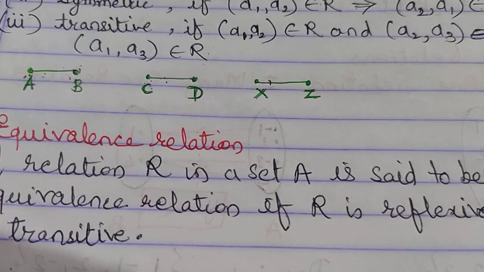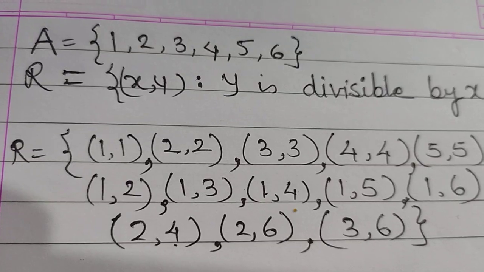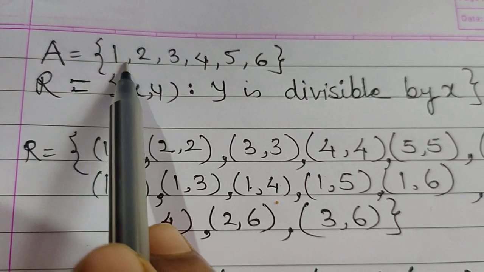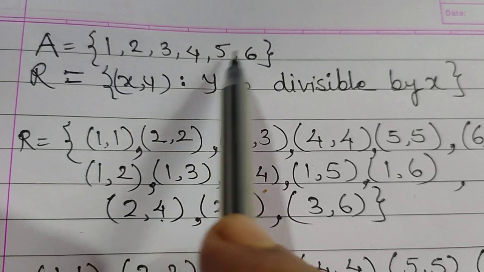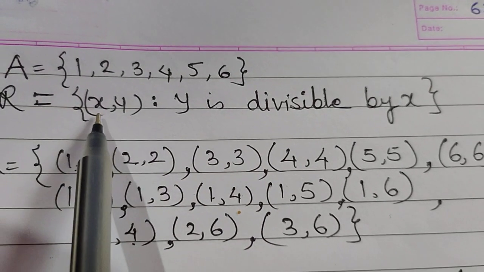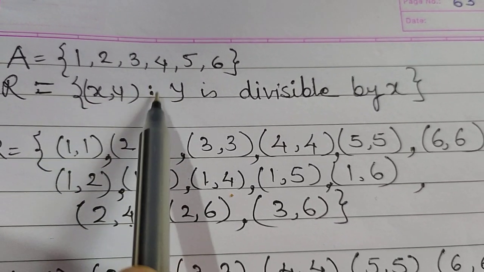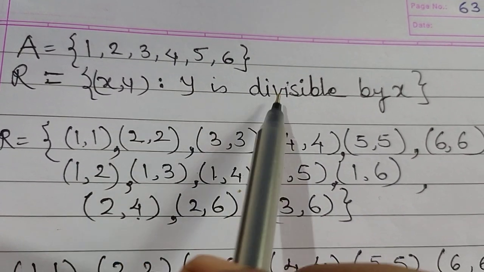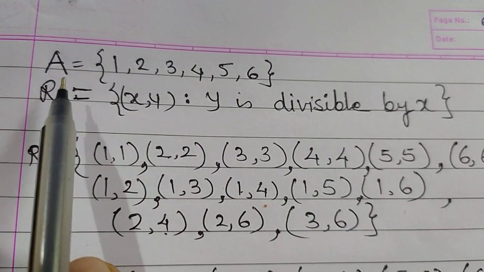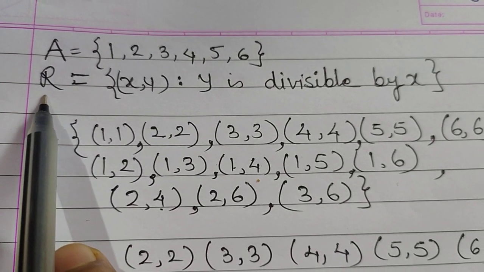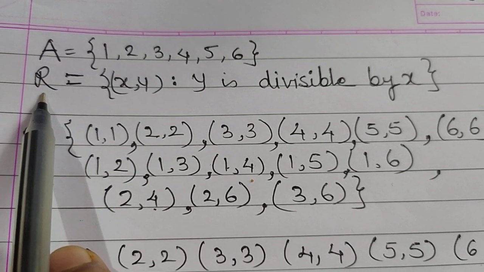Now I am going to explain with an example. Here we will consider the set A. In the set A, the elements are 1, 2, 3, 4, 5, 6. And the relation R is defined as the set of all (x, y) such that y is divisible by x. This is the condition: y is divisible by x. And we have to check whether this relation R is an equivalence relation or not.